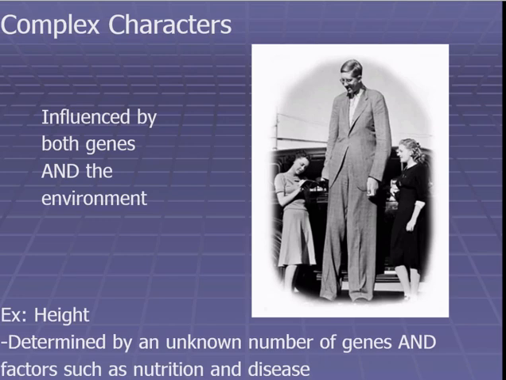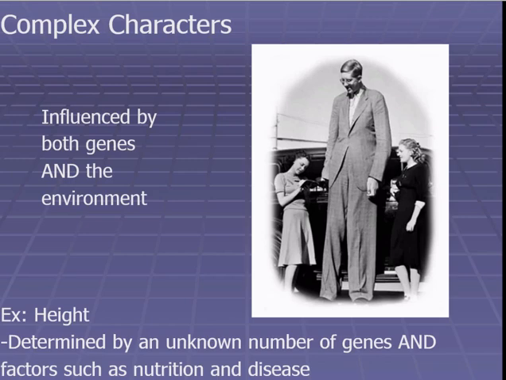Okay, another important kind of complex trait are called complex characters. Complex characteristics are characteristics that are influenced by both the genes and the environment. The most famous example of that is height. Height is determined by an unknown number of genes, probably as many as a half dozen determine how tall we are, but it's also influenced by factors such as nutrition and disease.